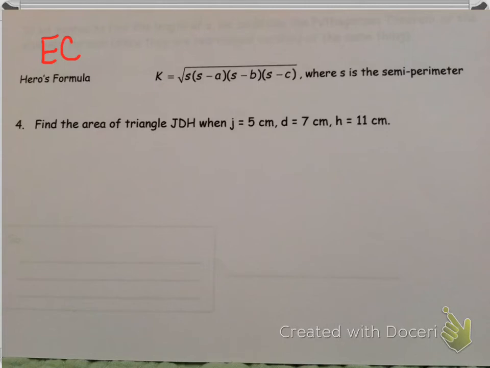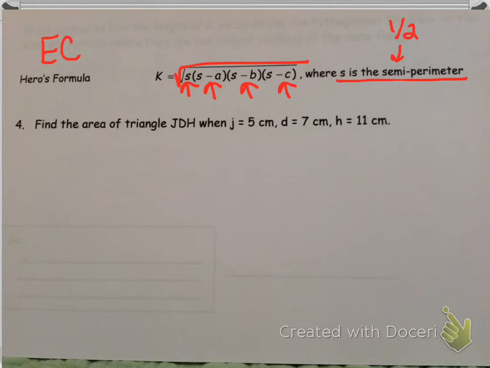Okay, so Hero's formula says that you're going to do the square root of four numbers multiplied together. The first number is S, which is the semi-perimeter. And I want you to remember that the prefix semi means half, so a semicircle is half a circle, semi-perimeter is half the perimeter. Then you do S minus the first side, then you do S minus the second side, and then you do S minus the third side. And you multiply all those numbers together and then take the square root.